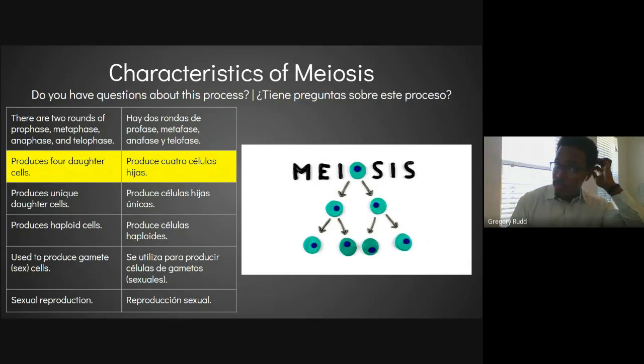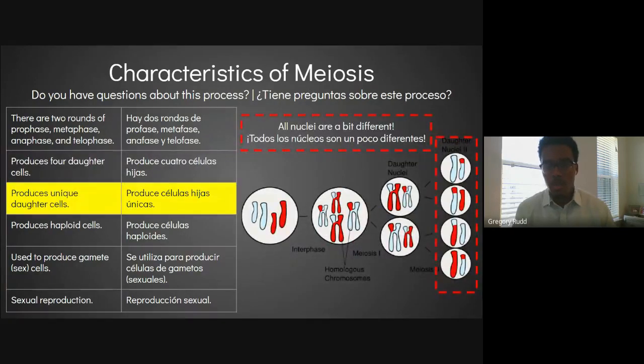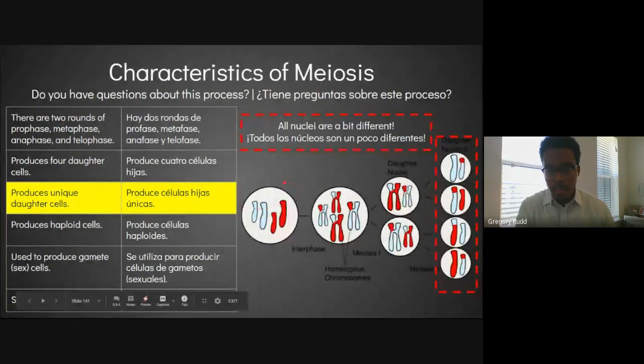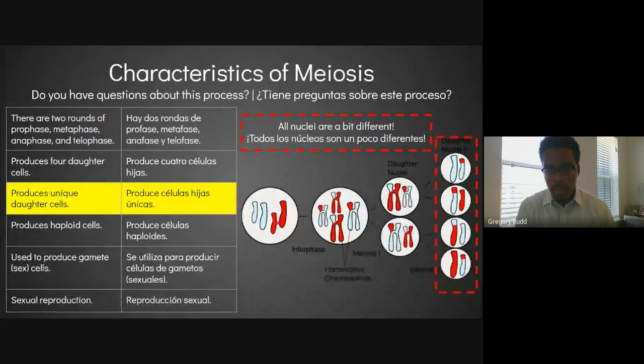Meiosis produces 4 daughter cells. And each of these daughter cells is unique. So again, we've got that same general setup with our baby blue DNA and our red DNA. But you can see that in addition to producing 4 cells instead of 2, each of them is a little bit different. We've got some red DNA on this blue chromosome and then another blue chromosome. We've got some red DNA on this blue chromosome with a red chromosome, so on and so forth.